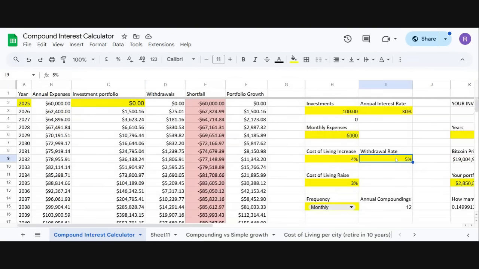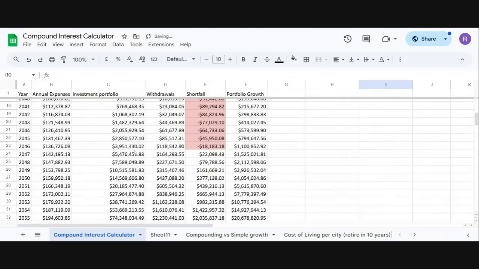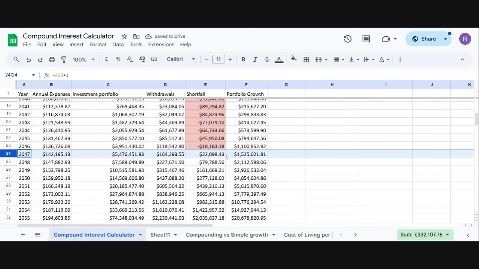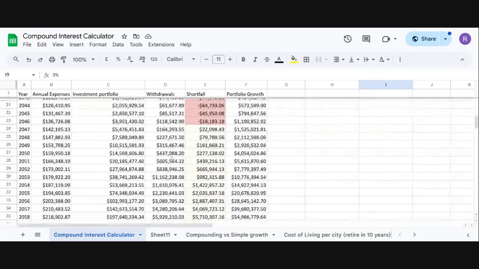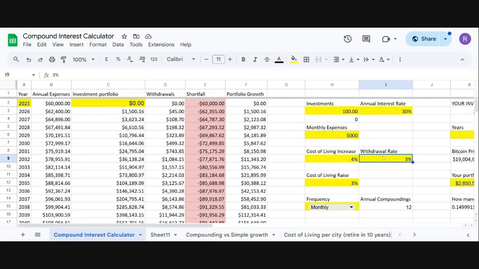Now, if we go to a 3% withdrawal rate, you'll be able to retire in 2047. If you withdraw less money from your portfolio, of course, you're going to be able to retire later, but in retirement, your portfolio is going to be more secure. You're going to know for a fact that you're going to be able to withdraw this 3%. Your portfolio will have enough purchasing power over time.